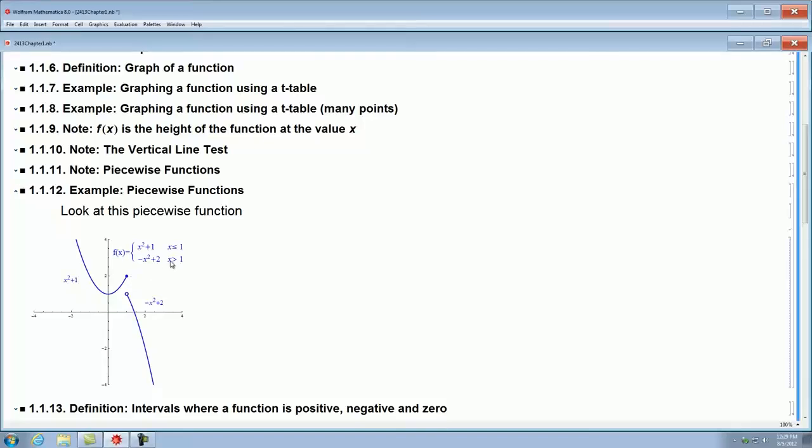If I plug in anything bigger than 1, then I'm going to be this parabola, which is a negative parabola, which means it opens down. So this parabola does something like this, curves, but I can only draw it whenever x is bigger than 1. So I start here, and I draw down the rest of the graph. So this is a piecewise function. It's two different functions on two different parts of its domain. These are going to be very useful to us as we move forward.